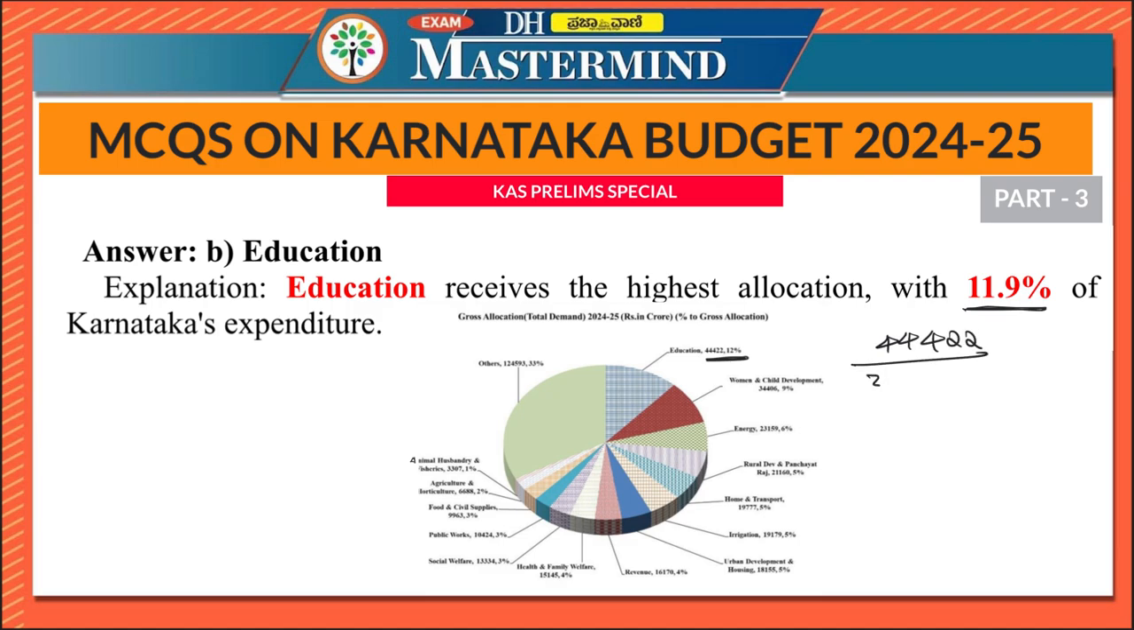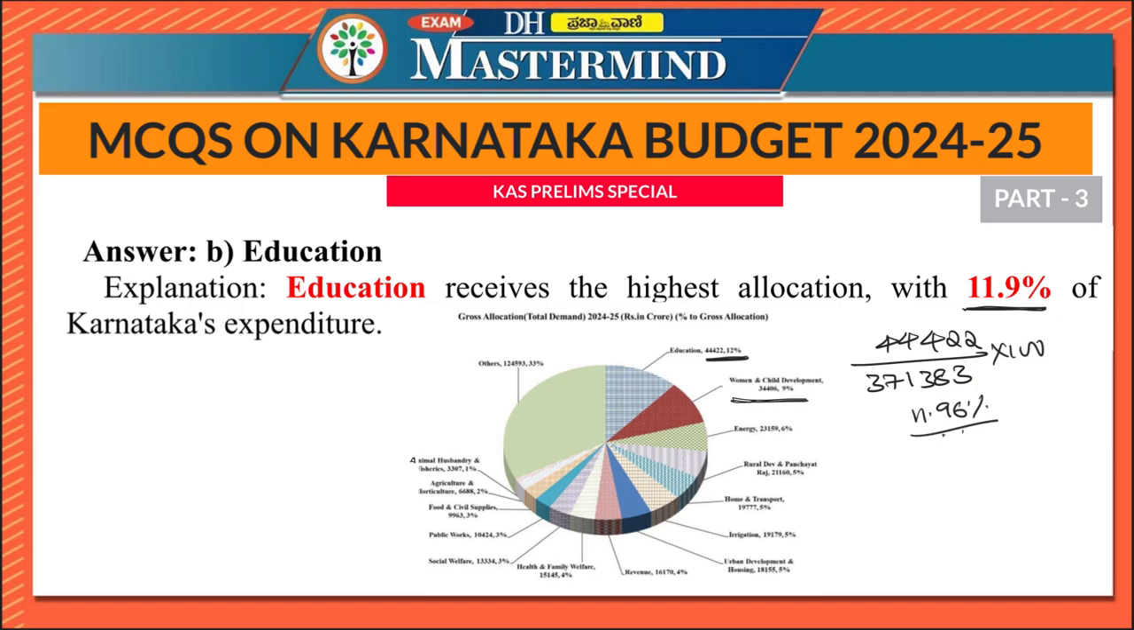If you divide it by the total budget of 3,71,383 crore rupees, it comes down to 11.96%. So 11.96% is approximately 12%. So they can ask either 11.9% or 12%. Both will be the right answer. So education has got 12%. Women and child development has got 9%, 34,406 crore rupees.